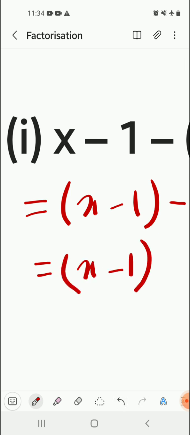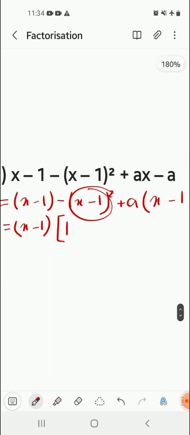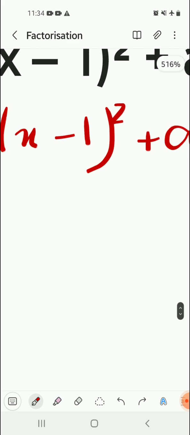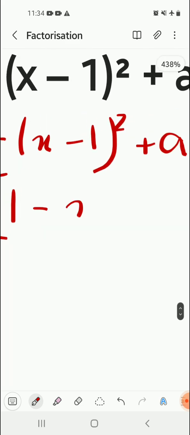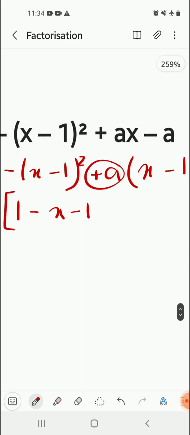x minus 1, and then take this 1 as common, because we are taking the whole thing as a common thing. That is why we have taken this 1, and after this minus x minus 1, and the factor that we are left with, that is plus a.